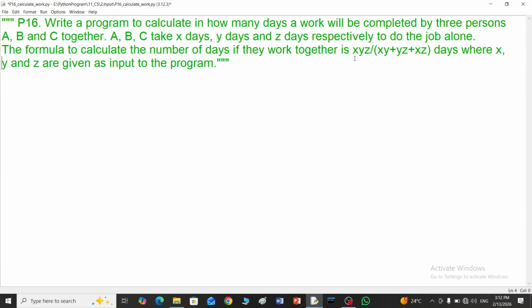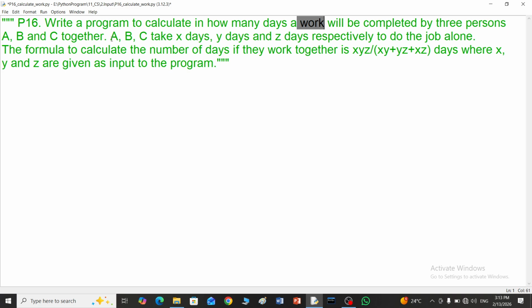Program number 16. Write a program to calculate in how many days. What you will calculate? How many days a work will be completed by three persons, A, B and C together. When A, B and C work together, so then at a work means one work, to complete that work, how many days it will take. That part only we will calculate.